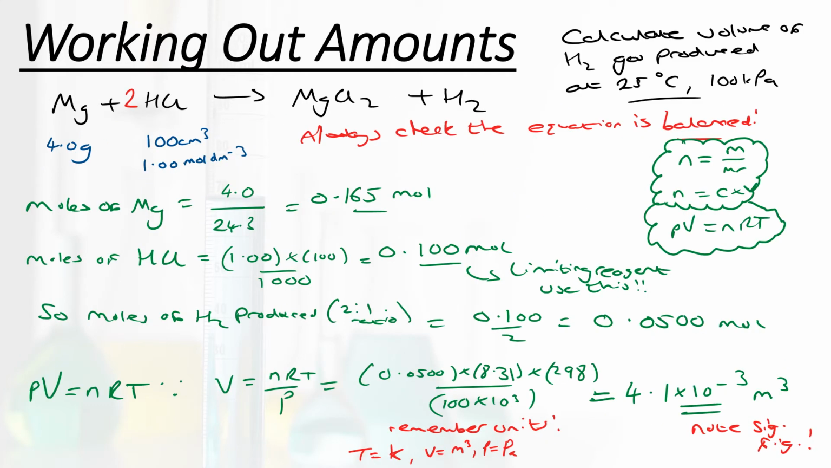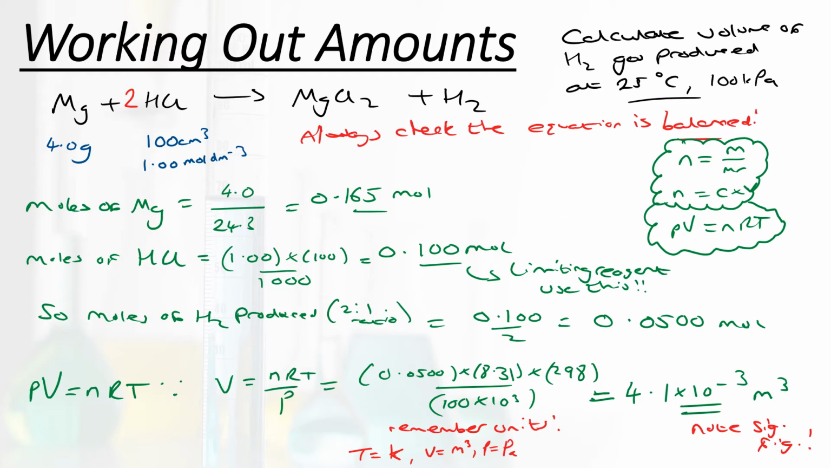Another example is this question here. We have magnesium reacting with hydrochloric acid to produce magnesium chloride and hydrogen. The question states to calculate the volume of hydrogen gas produced at 25 degrees Celsius and 100 kilopascals. So the first thing is to always check that the equation is balanced. In this case, it isn't balanced, so we have to do some balancing. We have 2 Cl's on the right-hand side from the magnesium chloride, so we need to put a 2 in front of the HCl, and then it's balanced.